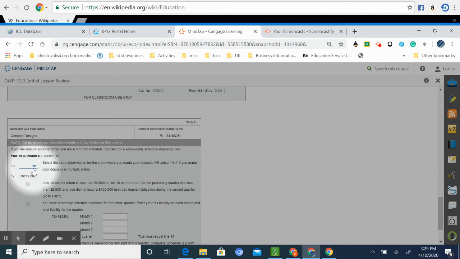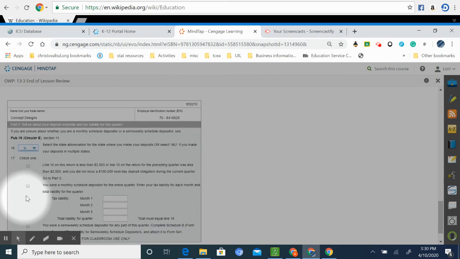Let's go on to the back page, which is just the next page of it when you're doing a form. So select the states in which you made your deposits, or if you have multiple states, type MU. Well, we were in the state of Illinois. Let's say if you have a store in Texas and New Mexico, you would do MU. If line 10 is less than 2,500, or the preceding quarter was less than 2,500 and did not incur any next day deposits, you would do this first check, which is not us. We're going to go on to the second one.